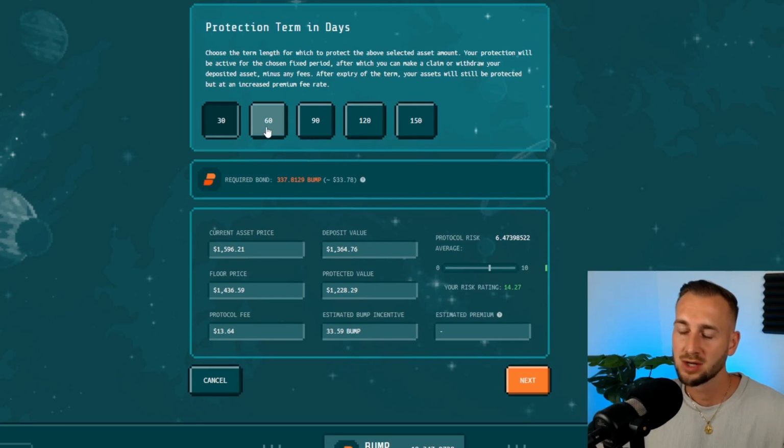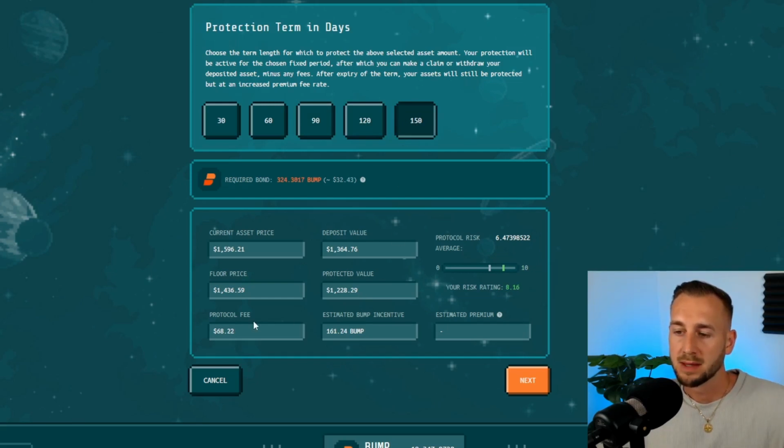If we start to increase this from 30 days to a 60-day policy, if you watch the risk rating down there, it starts to come lower and lower and lower the longer the duration that we actually take out. And as we change the parameters about the protocol fee in dollars, that will adjust, and also the bump incentives will also adjust as well. And finally, also the required bonding amount.